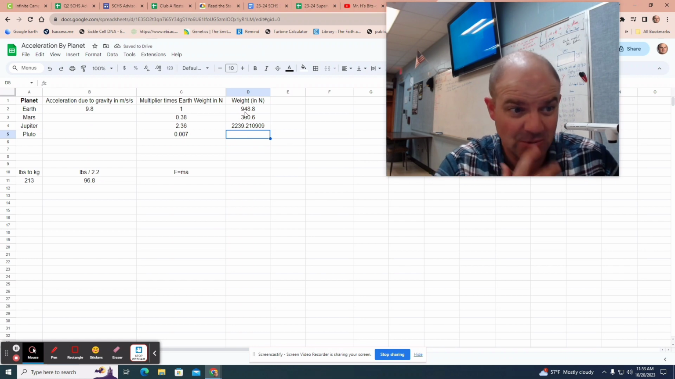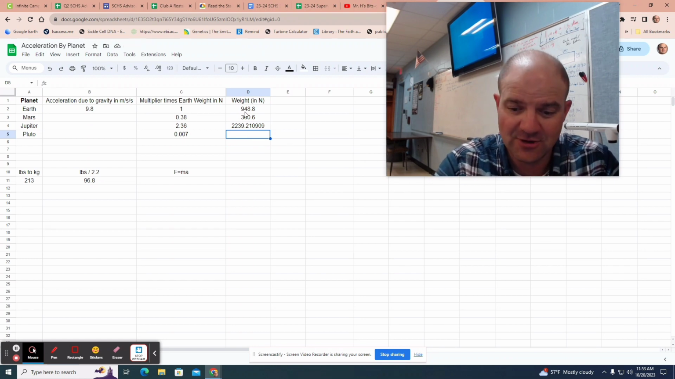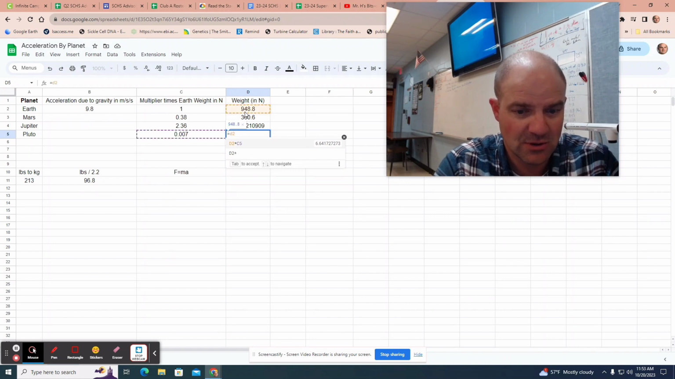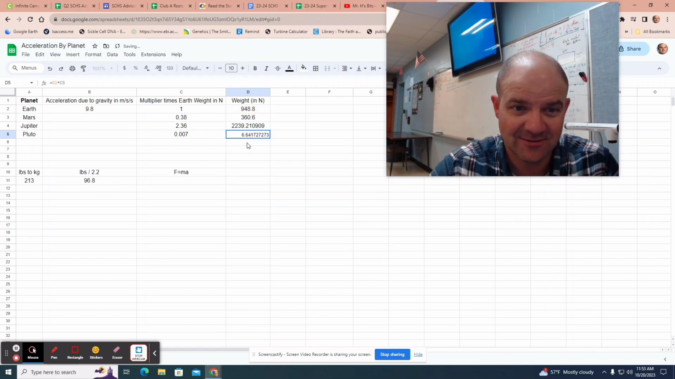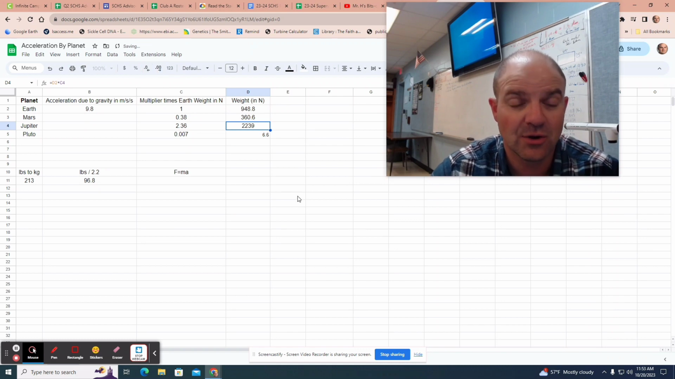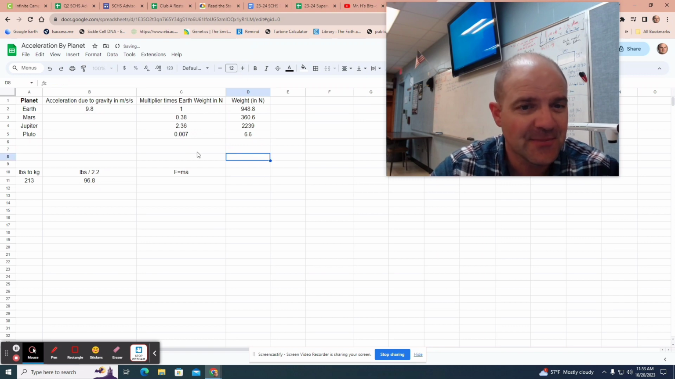I want D2 times C5. So equals D2 times C. Oh, suggested. Look at that. And that is the right value. And now I'm going to take both of these and drop them back. I'm going to leave this one at 6.6, but I'm going to drop this one all the way back to 2239. All right. Now we have, let me get that centered. And why is this a different font now? Anyway, there we go. We've got all our weights in newtons for Earth, Mars, Jupiter, Pluto.